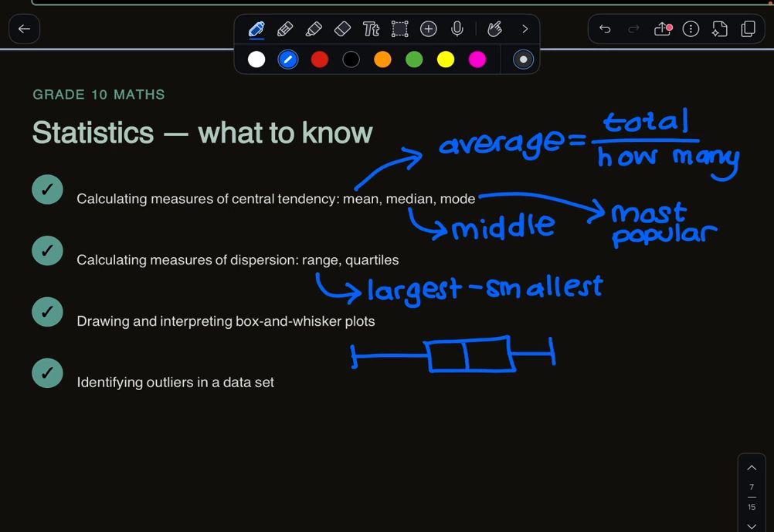So yeah, like I say, drawing them and interpreting them and identifying outliers in a data set. So for instance, if you have people going to an ice cream shop, you want to know how many they usually buy. So most people would buy one ice cream, one ice cream, one ice cream. Maybe they'll buy 2 ice creams. But then one guy comes in and buys 100 ice creams. That is an outlier. That is quite a strange thing. It doesn't fit in with the rest of the data because most people aren't buying 100 ice creams at a time.